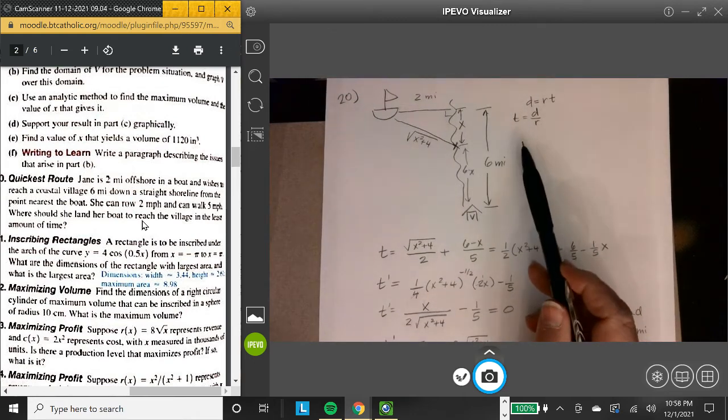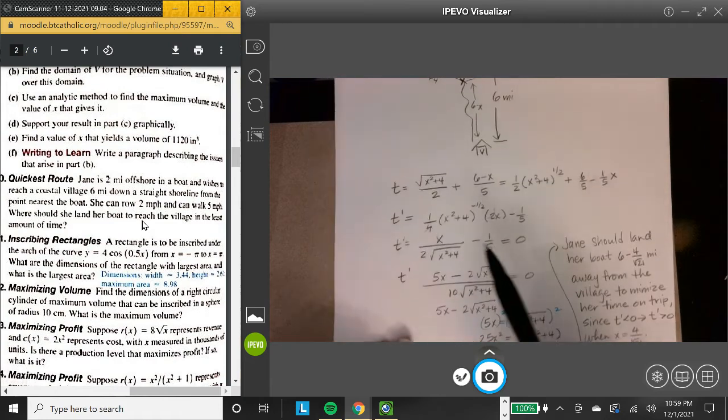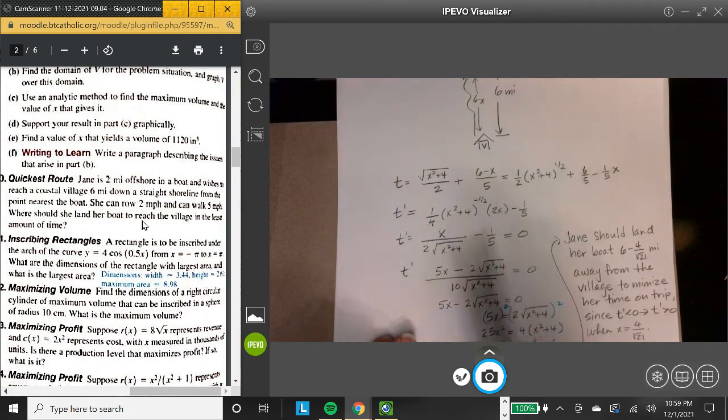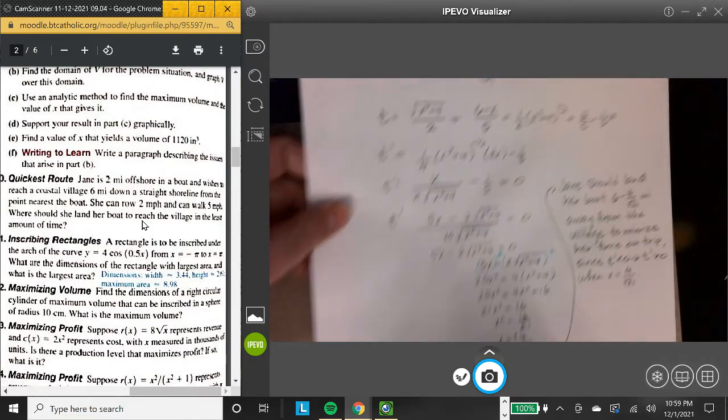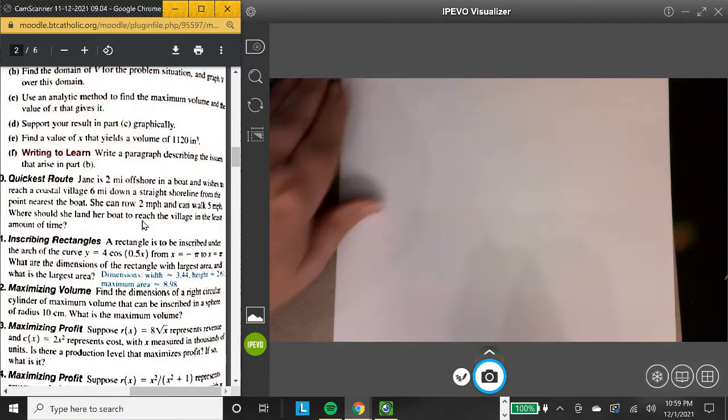rate times time, and time is distance over rate. And that helps you create a time equation in order to take a derivative, okay? All right. That was number 20. Number 22.